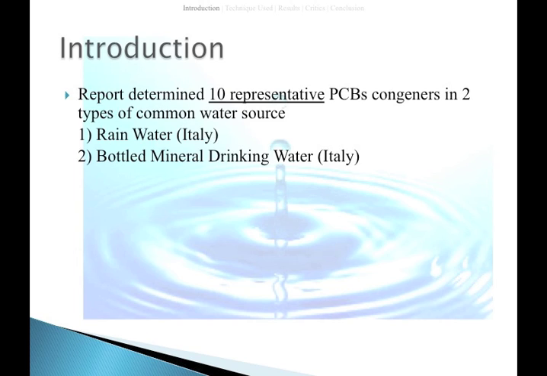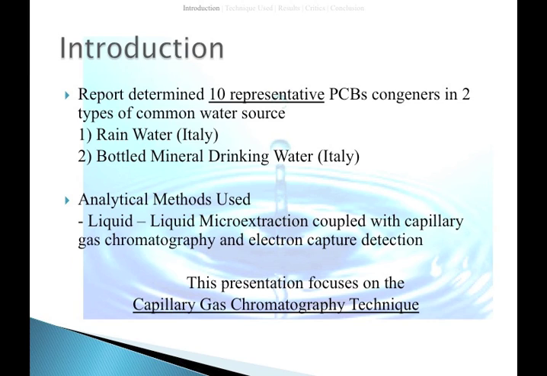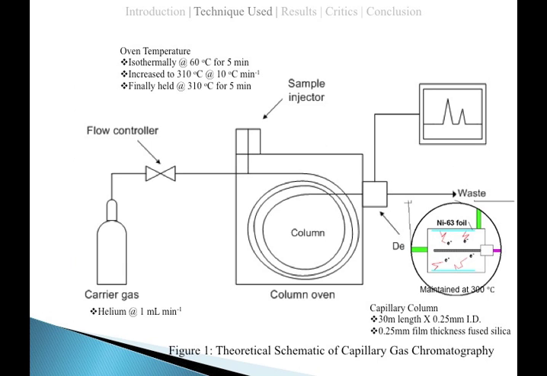The report will determine 10 representative PCBs in rainwater and bottled mineral water. And the analytical method used will be liquid-liquid microextraction coupled with capillary gas chromatography and electron capture detection. As mentioned previously, the technique we are focusing on is gas chromatography. The diagram shows a general schematic representation of the GC.